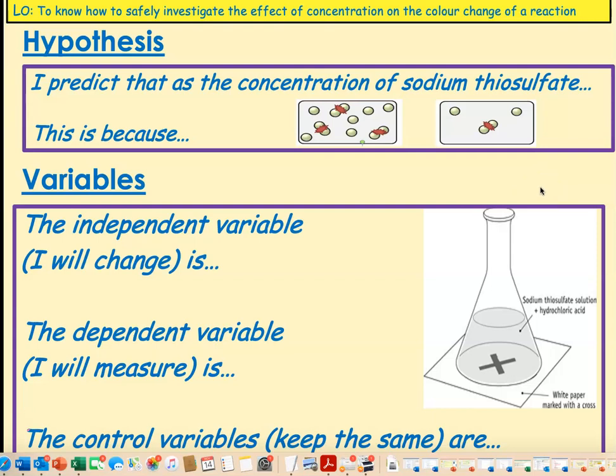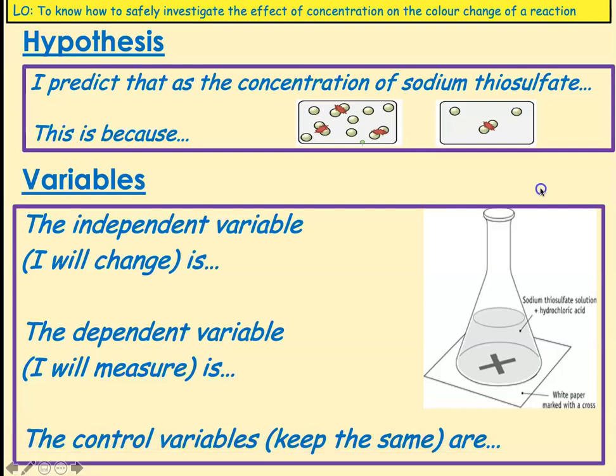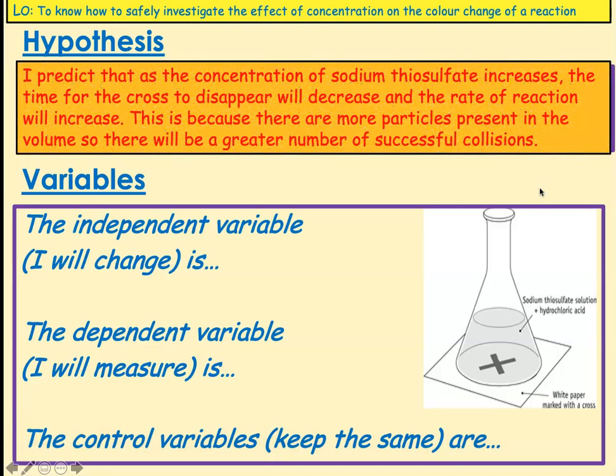So the hypothesis that I'm going to put down now for you is, I predict that as the concentration of sodium thiosulfate increases, the time for the cross to disappear will decrease and the rate of reaction will increase because the time is getting smaller and the time's on the bottom of our equation. This is because there are more particles present in the volume, so there will be a greater number of successful collisions.